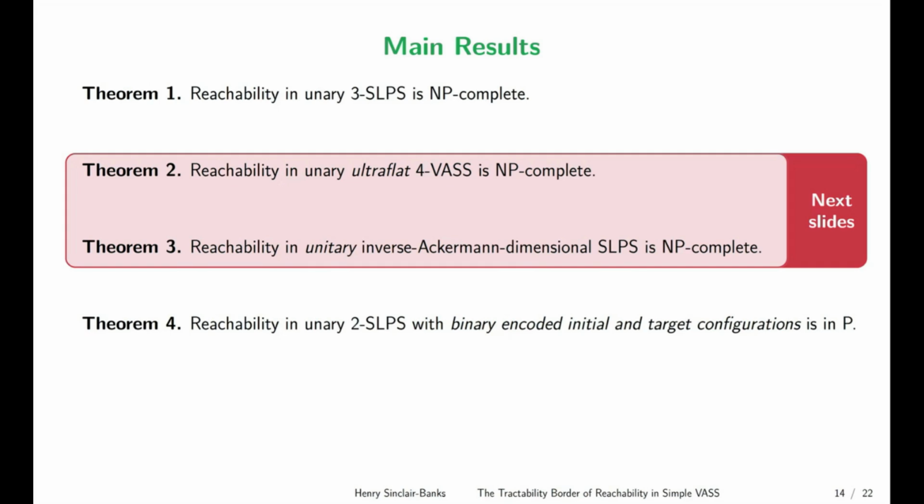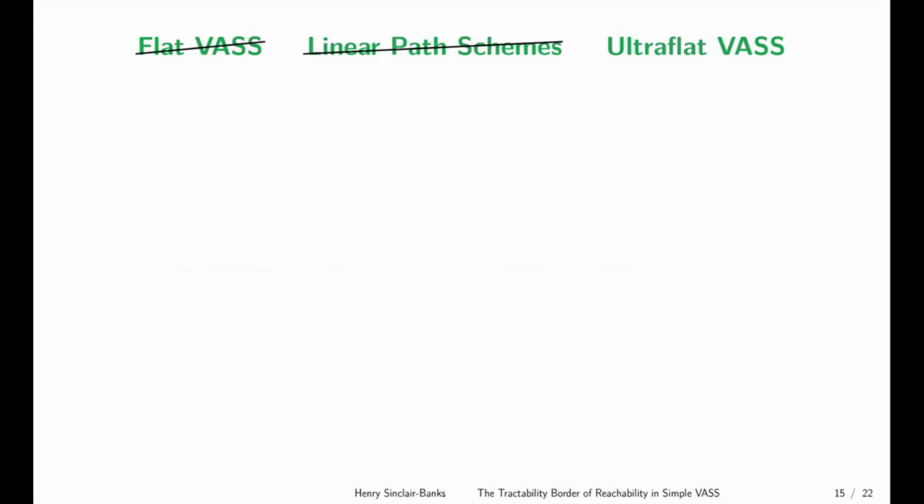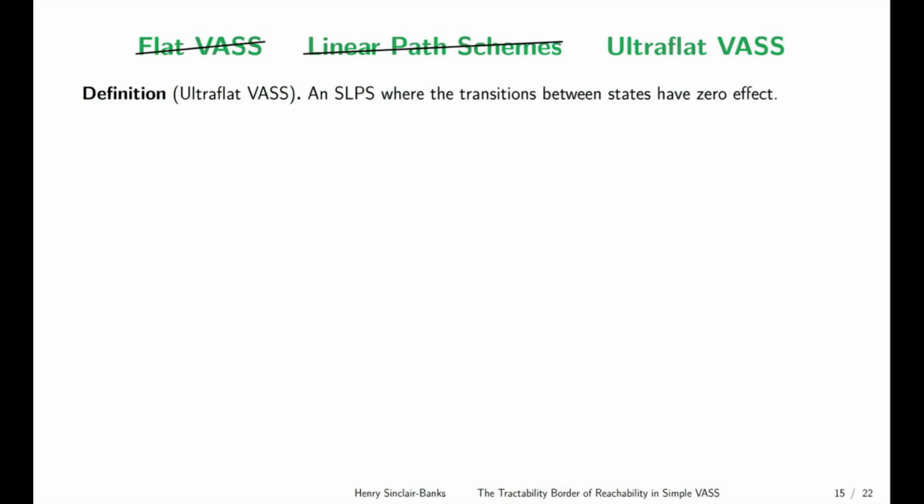Next up, of 3 slides, I think it's maybe 4 slides, I'll show you definitions and just the basic ideas. So they're even simpler than linear path schemes, right? It's not simple enough. I'm on a quest to find the simplest system. An ultra-flat VASS is a simple linear path scheme where the transitions between the self loops have no effect.